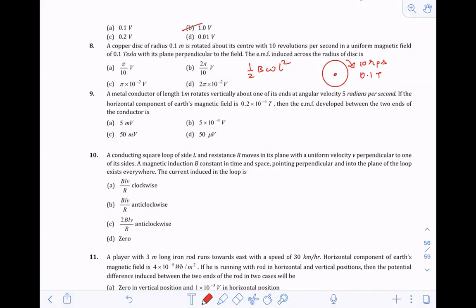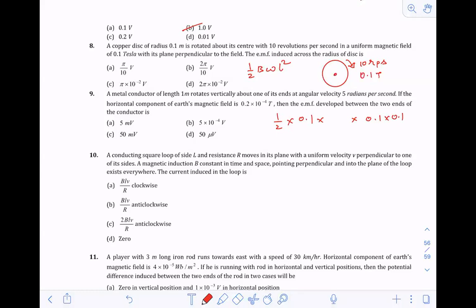Okay, let us see how to solve this one. Half, magnetic field value is 0.1, omega. Leave that omega for now. Radius square, so 0.1 into 0.1. Now how will you find out omega here?